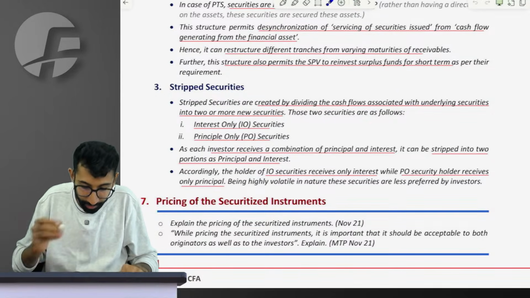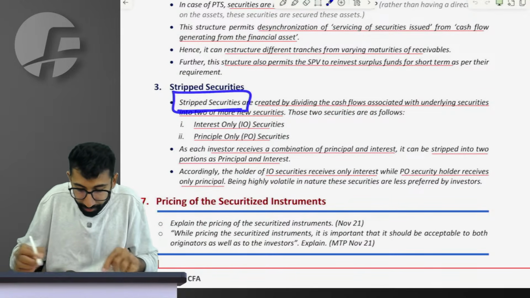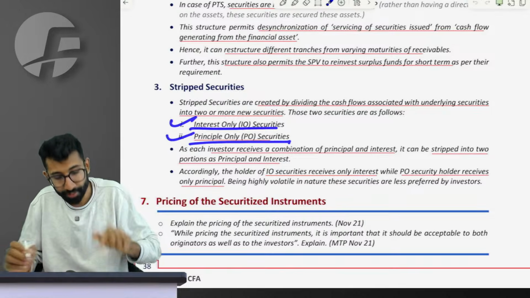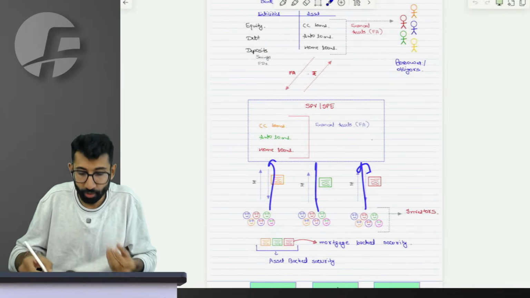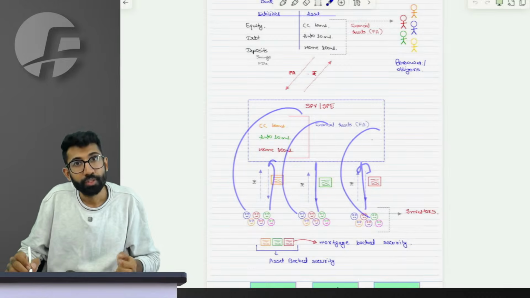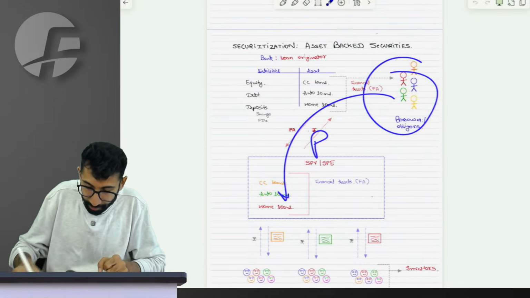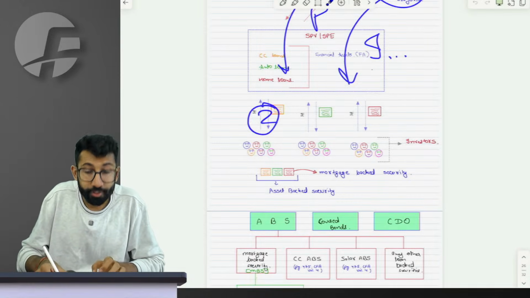Sir, stripped securities are basically dividing the securities into two parts. One is interest only security, one is principal only security. When I invest in them, I know that ultimately I will receive cash flows. So there are two types of cash flows I will receive. These people will pay principal as well as these people will pay interest. So there are two different types of security.